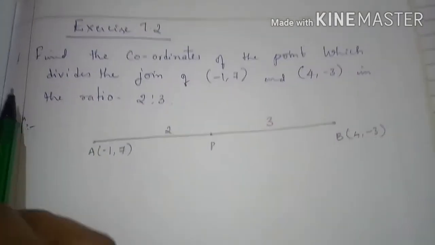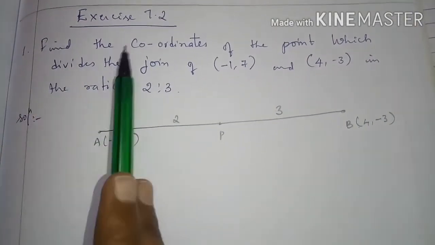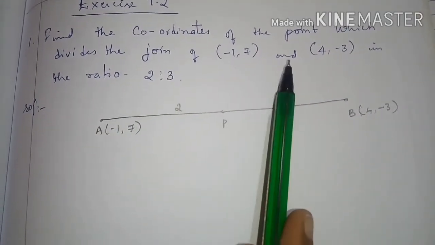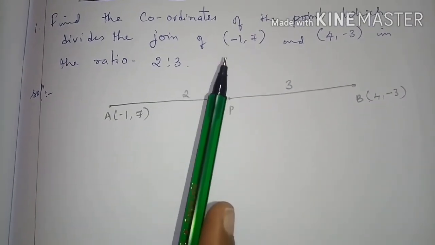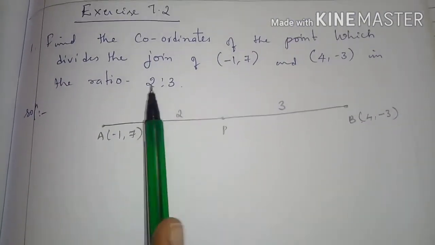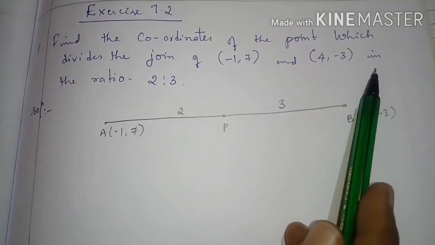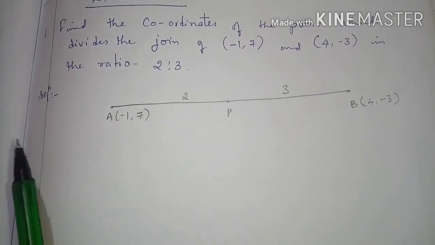Now consider exercise 7.2. First problem: find the coordinates of a point which divides the join of (-1, 7) and (4, -3) in the ratio 2:3. The problem directly gives the ratio and the two coordinate points. We need to apply the formula directly and solve it.